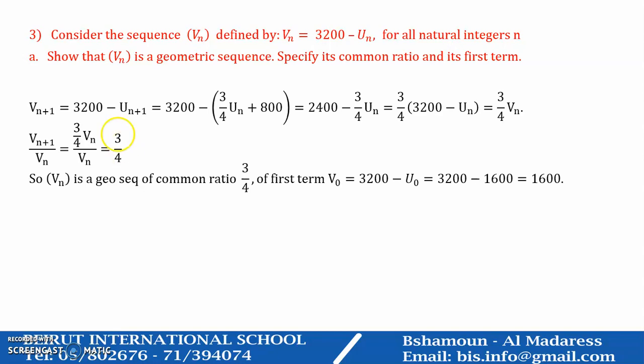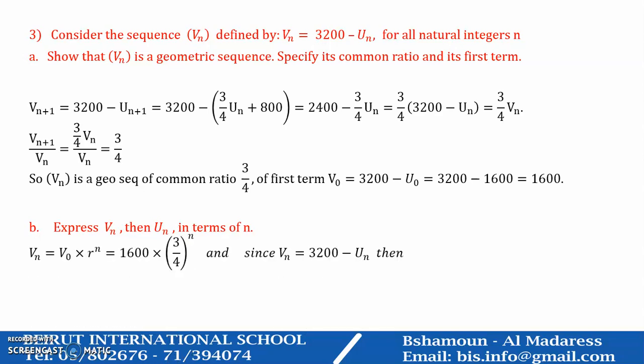And the first term, of course, also by using this relation Vn equals 3200 minus Un, we replace n by 0. We obtain 3200 minus U0, which is 3200 minus 1600, which is equal to 1600. Here they ask us to express Vn in terms of n. Since Vn is a geometric sequence, I can write Vn equals V0 times r exponent n, which is 1600 times 3 over 4 exponent n.